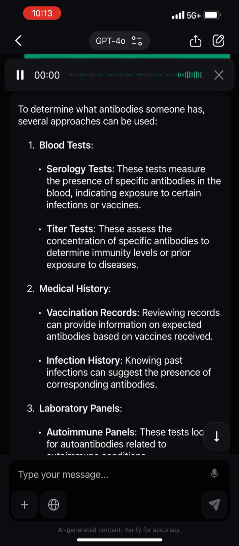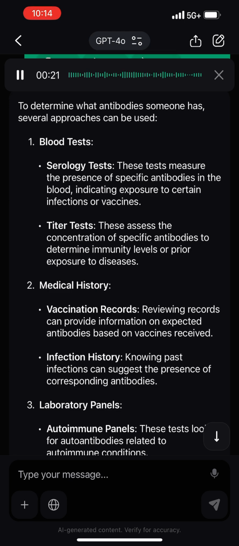To determine what antibodies someone has, several approaches can be used. 1. Blood tests, serology tests. These tests measure the presence of specific antibodies in the blood, indicating exposure to certain infections or vaccines. Titer tests: these assess the concentration of specific antibodies to determine immunity levels or prior exposure to diseases.